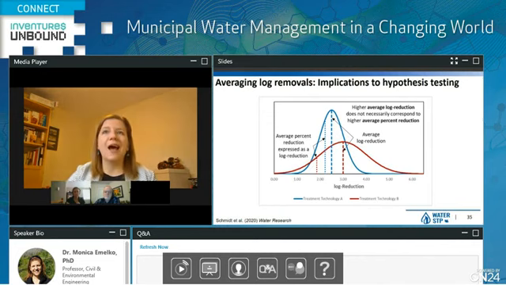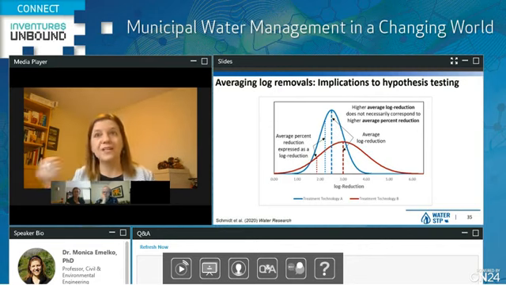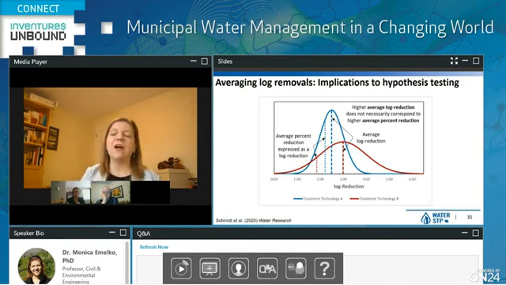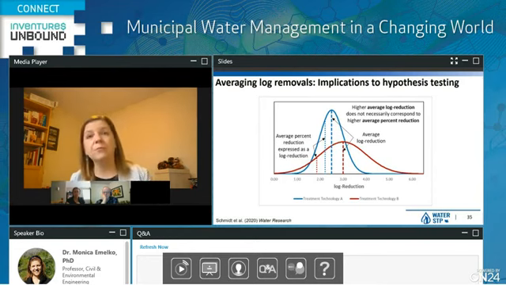So first and foremost, high average log reduction does not necessarily correspond, as you see in this figure, to higher average percent reduction. So you can see the red distribution and the blue distribution, 2 treatment processes. Which one is more effective at treating and protecting public health? If you calculate an average log, you can see that it looks like the red distribution, the red technology, treatment technology B, is more effective than treatment technology A. But if you average the percent reductions and then express that as a log value, in fact, the blue technology, treatment technology A, is more effective.